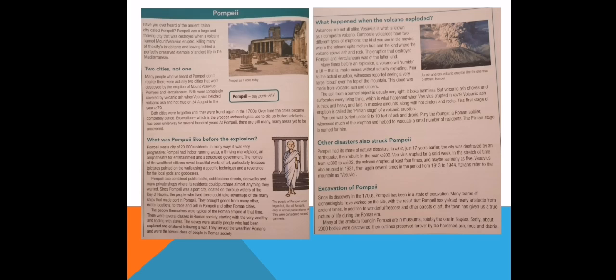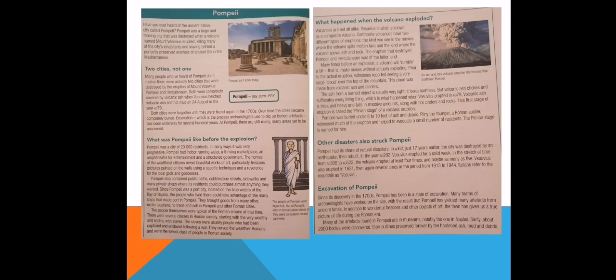Many times before an explosion, a volcano will rumble a bit, that is, make noise without actually exploding. Prior to the actual eruption, witnesses reported seeing a very large cloud over the top of the mountain. This cloud was made from volcanic ash and cinders. The ash from a burned object is usually very light. It looks harmless, but volcanic ash chokes and suffocates every living thing, which is what happened when Vesuvius exploded in AD 79. Volcanic ash is thick and heavy and falls in massive amounts, along with hot cinders and rocks.